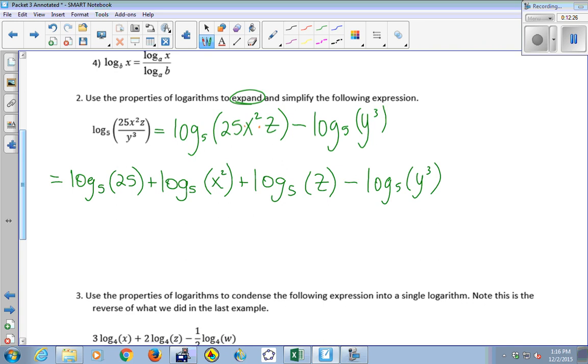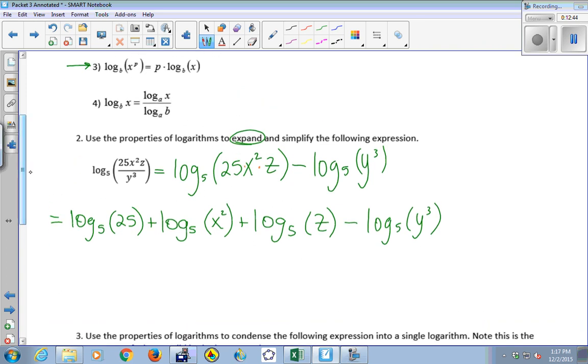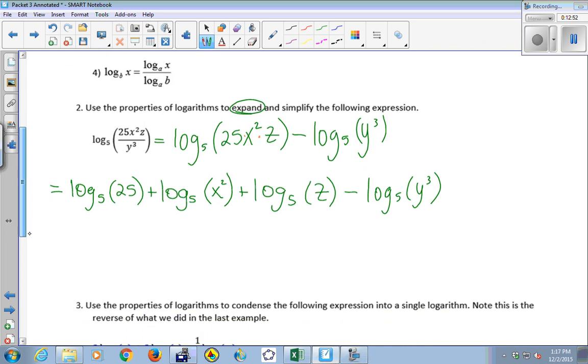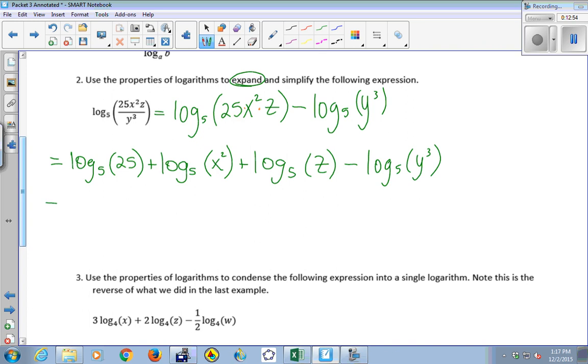All right, so everything seems to be within each log. There are no more products or quotients, right? There's no more multiplying or dividing within the parentheses. But I do have rule 3. I do have some exponents that I can apply my rule 3 to. If you have the log of something to a power, you can take that power and write it in front of the log. Okay, so let's just do each one of these separately.